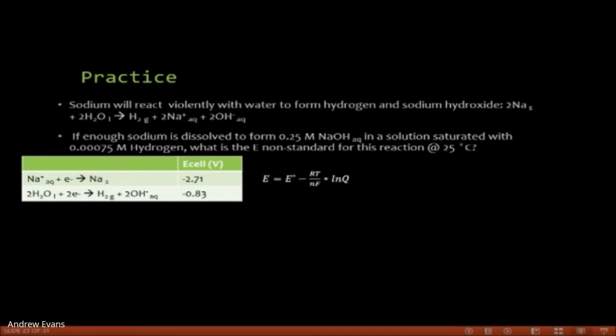So looking at a problem. As I said, sodium reacts violently with water in the following equation. That water produces hydrogen, sodium, and hydroxide.